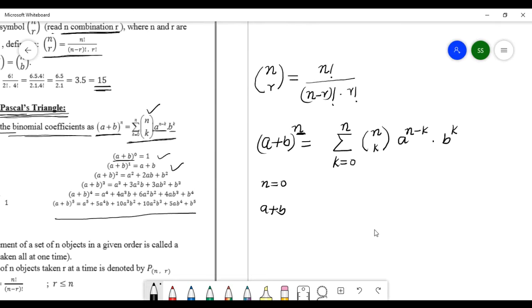(a plus b) with n equal to 0 is equal to the summation, k start from 0, and here n equal to 0, right? And then n, you have taken 0, and here k, right? And here a power n, you have taken 0, 0 minus k, and here b power k.